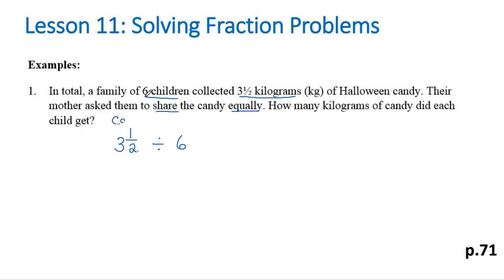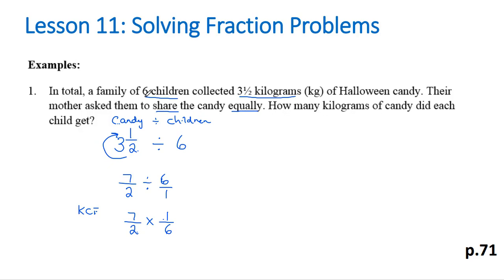So we're dividing the candy amongst the children, and then from there we're going to follow our rules, which says that we're going to change this mixed number to an improper fraction. We're going to change this whole number to an improper fraction. The 6 becomes 6/1. And then we're going to keep, change, and flip. We're going to keep the 7 halves, change to multiplication, and flip to 1/6.